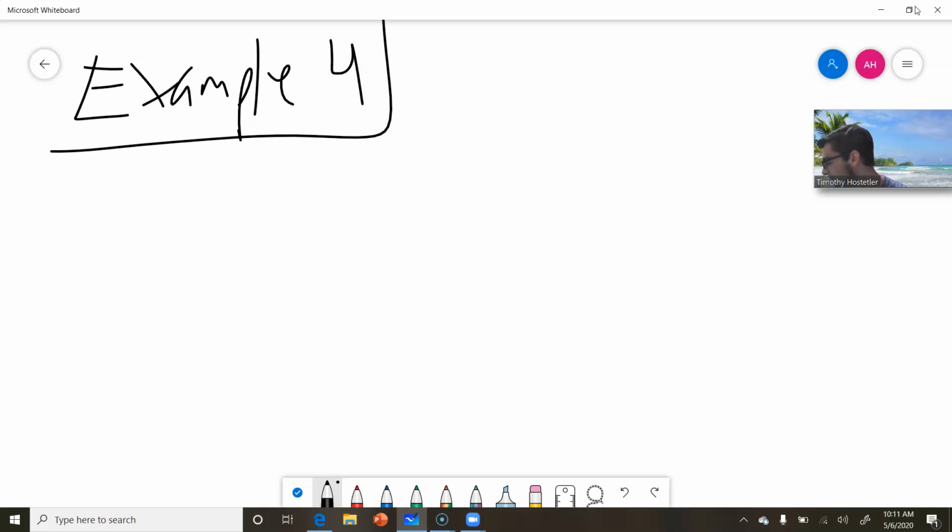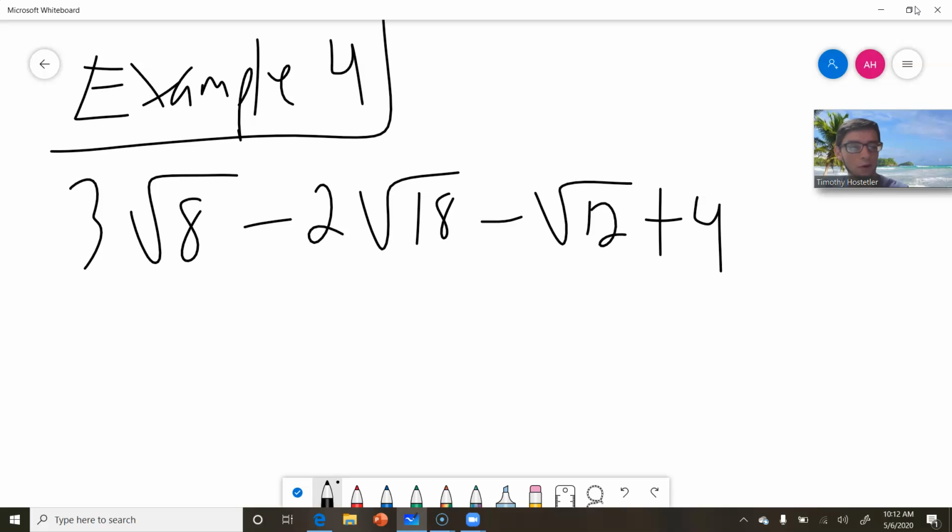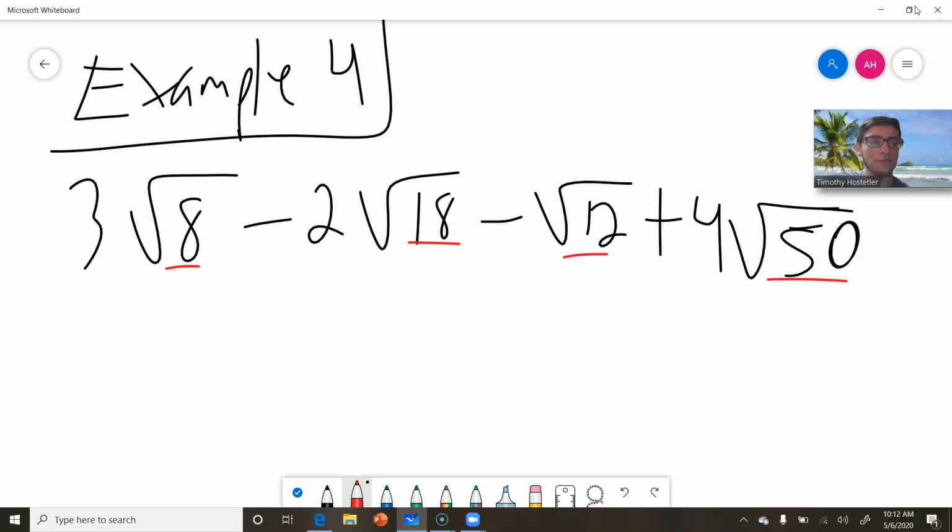If it was easy, they'd be like, not very much fun. So here's example 4. I'm going to write it down here: 3 times the square root of 8 minus 2 times the square root of 18 minus the square root of 12 plus 4 times the square root of 50. Okay, there is a whole lot going on here. So I just need to do one at a time. See, none of these are in their prime factors. All of them can be factored.